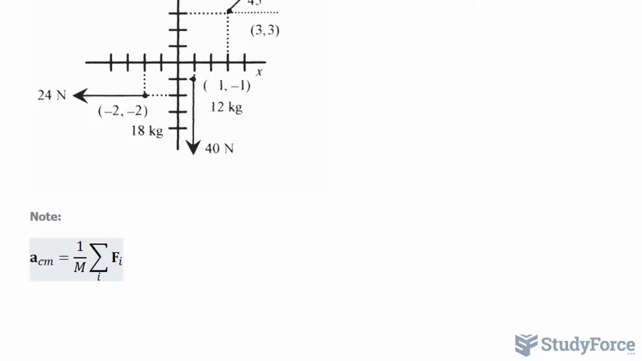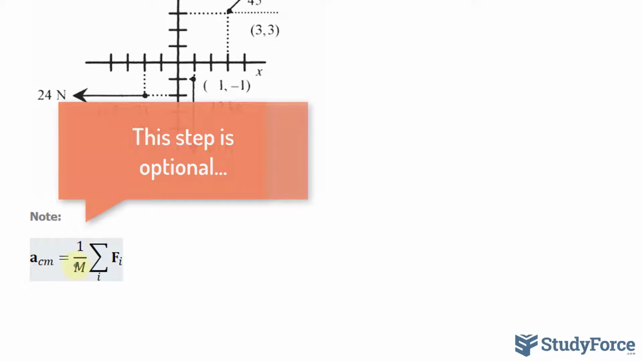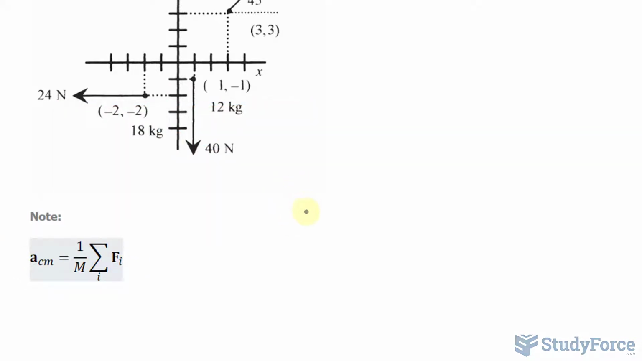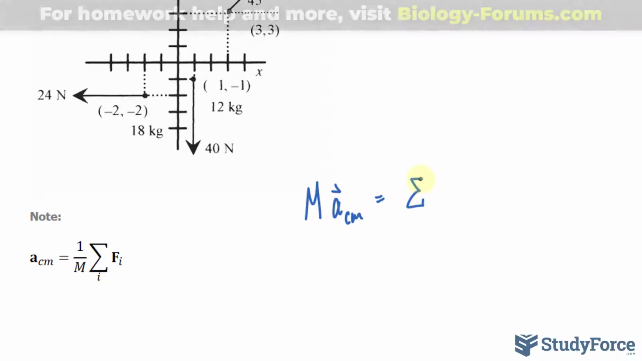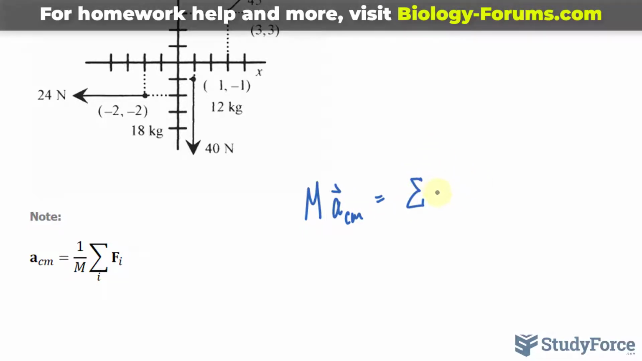So the very first thing that I want to do to simplify things is to multiply both sides by m for this equation. If I multiply both sides by m, I end up with m, which represents the total mass, times the acceleration. Since acceleration is a vector, I will write down a with an arrow symbol at the top, and cm represents center of mass. And that's equal to the sum of all force components.